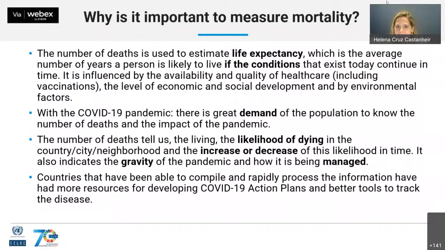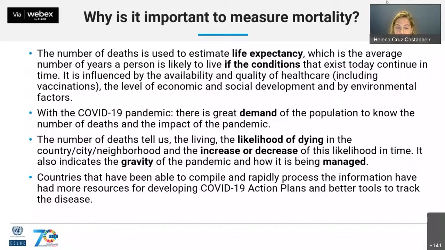With the COVID pandemic, we see almost every day now in the news the number of deaths and the great demand of the population to know this number of deaths and the impact of the pandemic in the country. So why is that? These numbers are telling us the living, right? The likelihood of dying in the country, city, or neighborhood that we are, and the increase or decrease of this likelihood in time. At the end, it indicates to us the gravity of the pandemic and how it's being managed somehow. So if it's getting worse, getting better, what is being done.